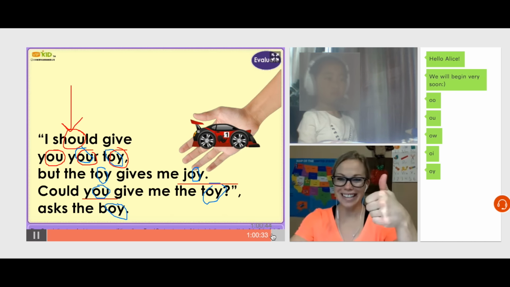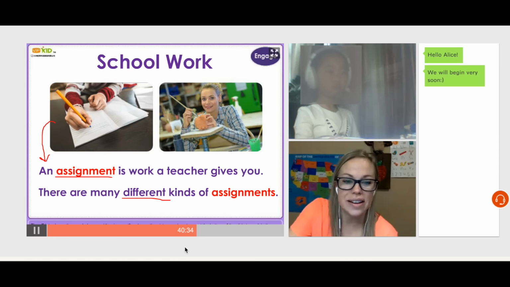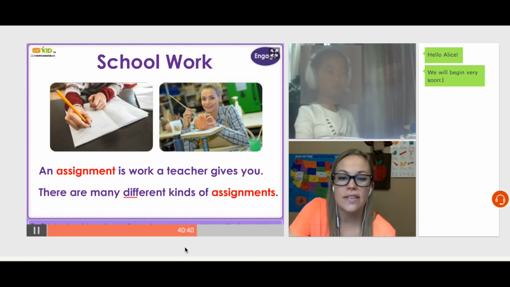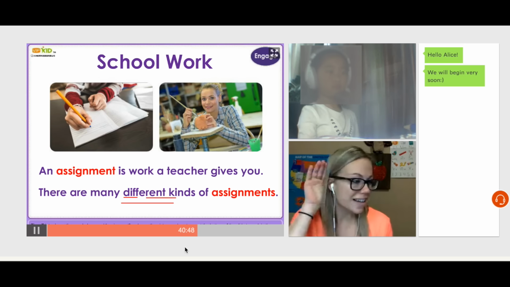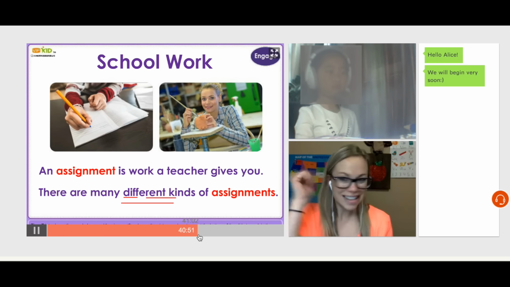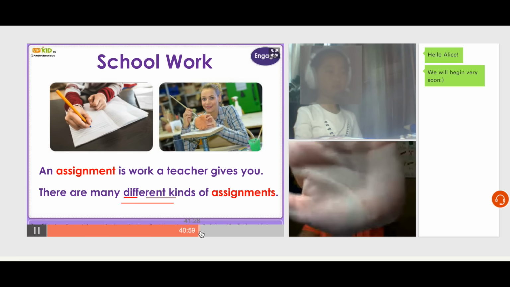Good. Number 6, correct their pronunciation. And also, if they say a word incorrect, instead of just telling them what it is, have them sound it out. Chunk the words. This one. Diff. Different. And. Diff. And. Different. Different. Great job. High five.